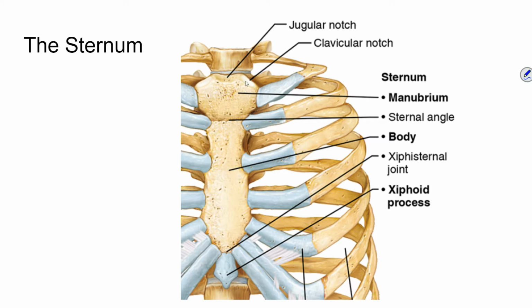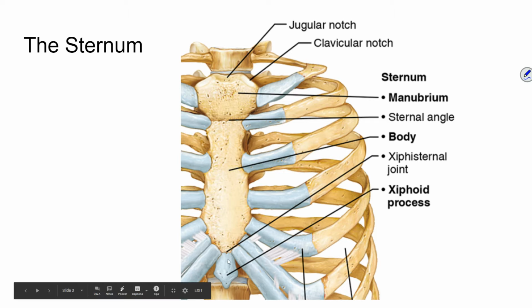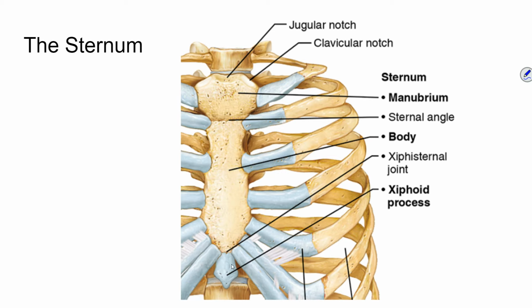And also with the clavicles, that clavicular notch. The body, which is most of the sternum, has several rib attachments here as well. And then the xiphoid process, which is this little tab down here, serves as muscle attachments for the abdomen. And this xiphoid process doesn't actually complete its changing into bone until well into adulthood, or can do that.